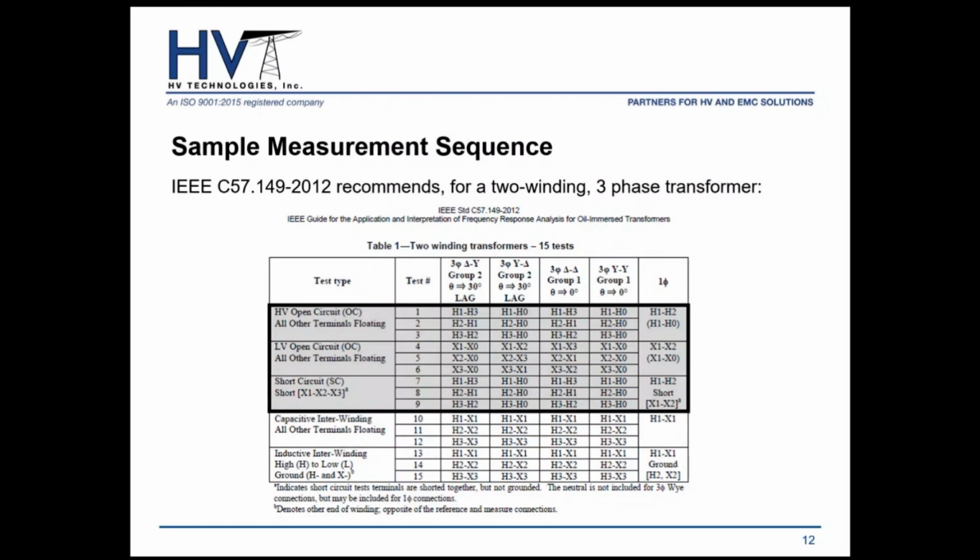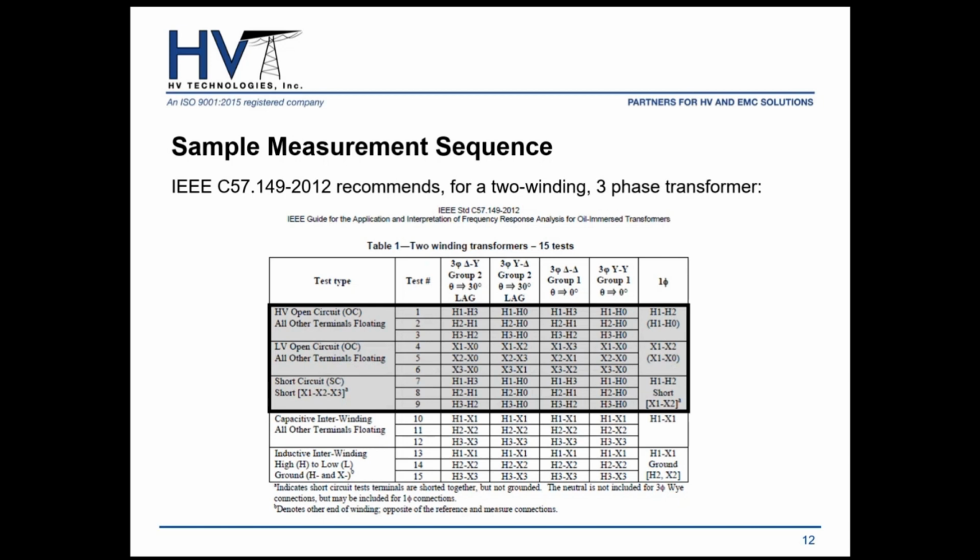Now, what exactly will we be measuring? The IEEE C57.149 standard is a recommendation for a two-winding three-phase transformer. There are basically two basic measurement or test types, and then two others that could be helpful as well. Basically, we're talking about a high voltage open circuit test, where everything is left floating, and that'll be done high voltage and low voltage.